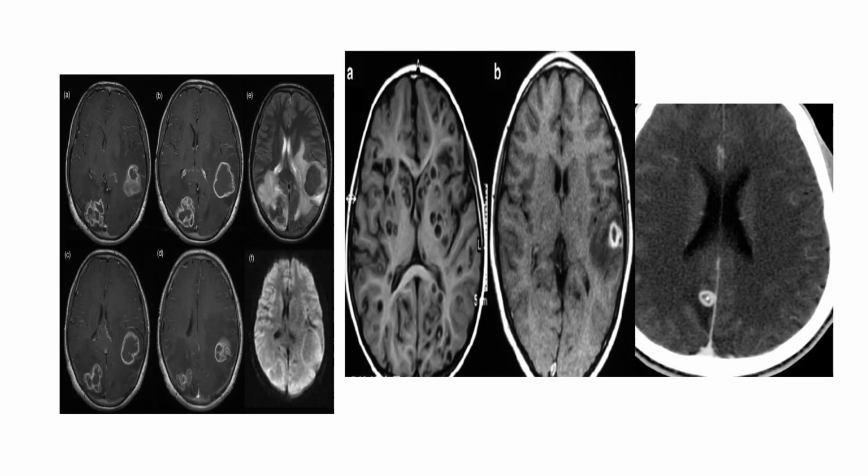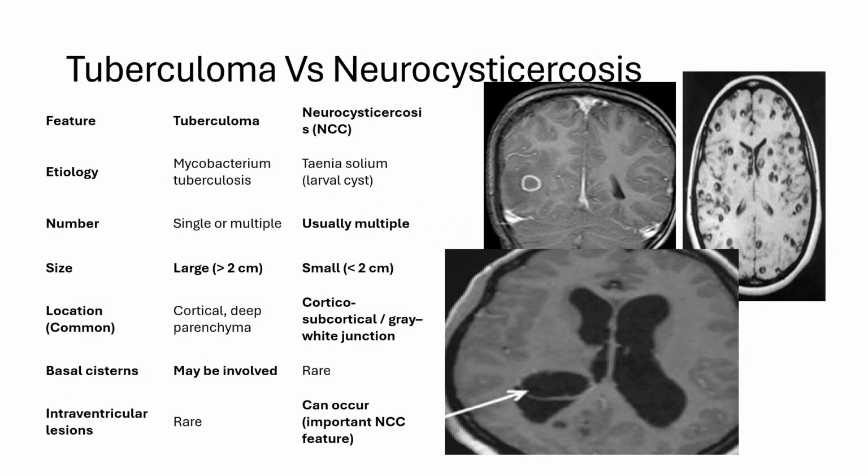Multiple ring enhancing brain lesions on MRI can be seen in various conditions, and it is one of the most repeatedly asked exam questions. So let's differentiate tuberculoma from neurocysticercosis because they are very close differentials for one another. Etiology: tuberculoma is caused by Mycobacterium tuberculosis, whereas neurocysticercosis is caused by Taenia solium. The number is single or multiple. Tuberculoma can be single or multiple, whereas NCC is usually multiple.